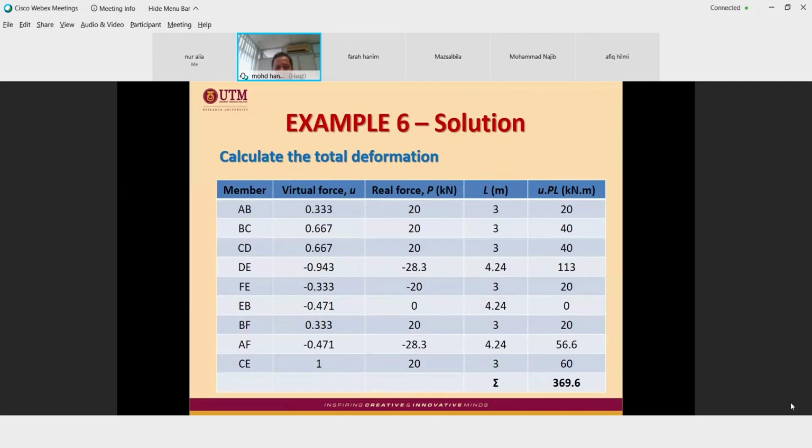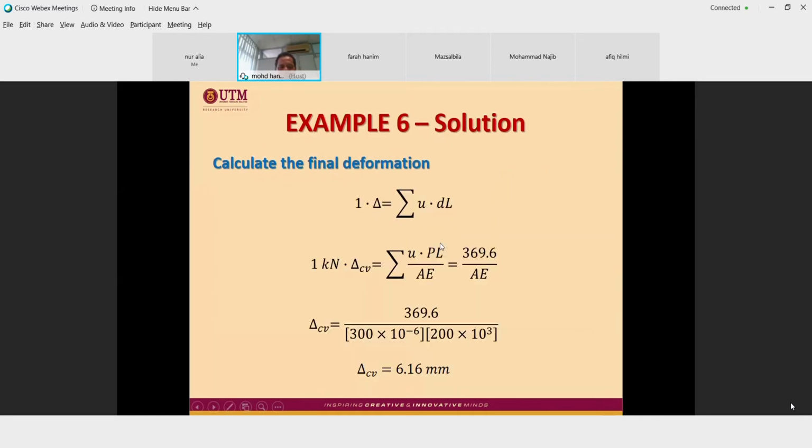I repeat again. Since in this question AE is constant for all the members, then we don't have to put a column of AE here. But if AE is not consistent, then we need to put in the column here, and then calculate for each column. Okay, so this is the answer.